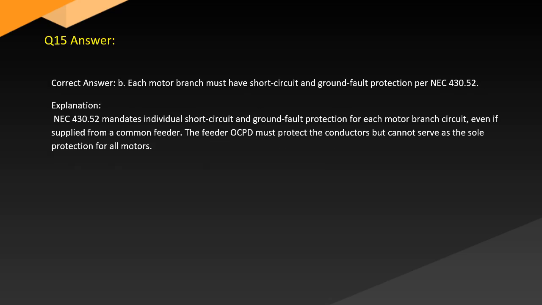Answer. Correct answer. B. Each motor branch must have short circuit and ground fault protection per NEC 430.52. Explanation. NEC 430.52 mandates individual short circuit and ground fault protection for each motor branch circuit even if supplied from a common feeder. The feeder OCPD must protect the conductors but cannot serve as the sole protection for all motors.